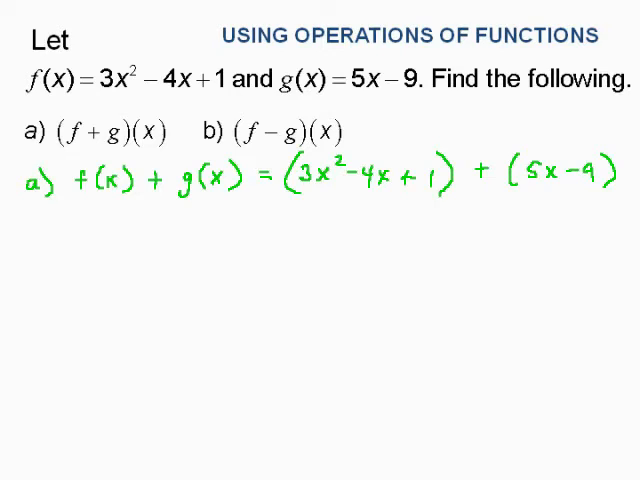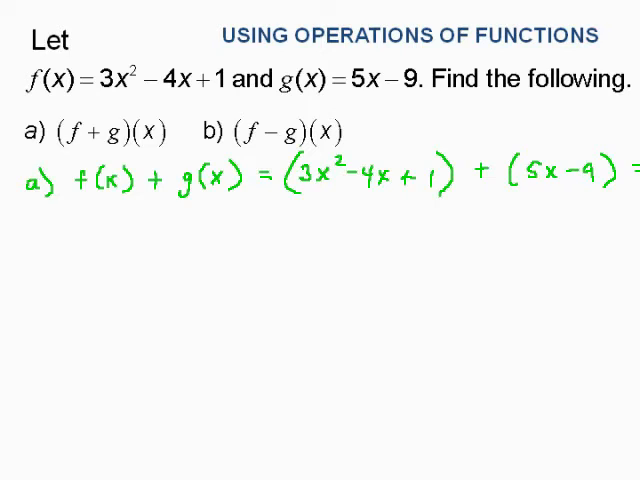Now I know what some of you are saying: if you just put parentheses on there, you really don't need them. I mean, because when you add polynomials, you can just drop off the parentheses, which is true, because when you distribute through, there's a 1 in front of each parenthesis. So we're just going to collect like terms here.